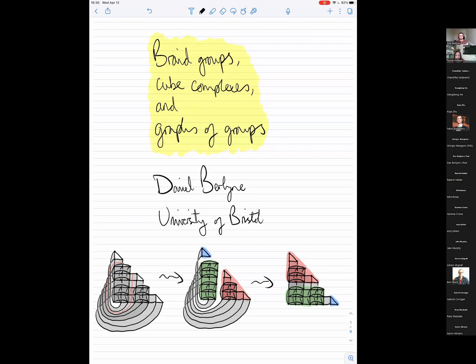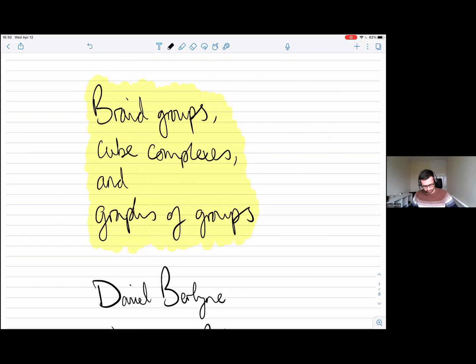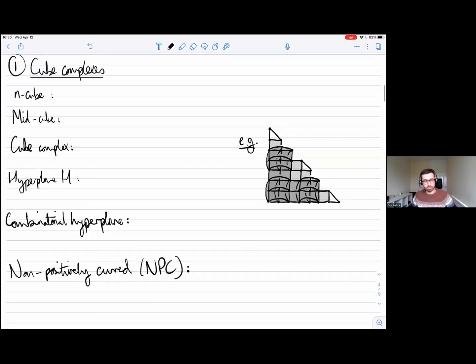So I'm going to be talking about braid groups and specifically braid groups of graphs and how they decompose as graphs of groups. And along the way, I'm going to be using some cube complex machinery. So I'm going to start off just by going through some of the background on cube complexes and how this is going to be used in the graph of groups decompositions.